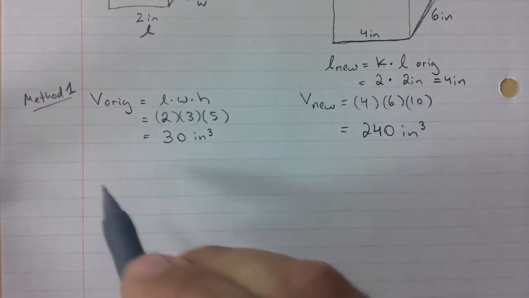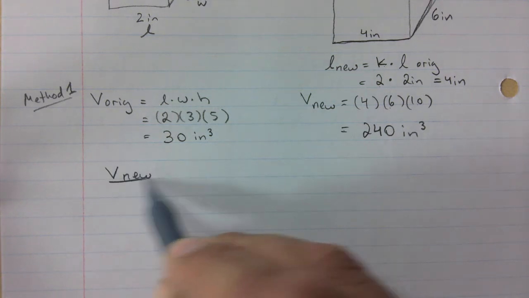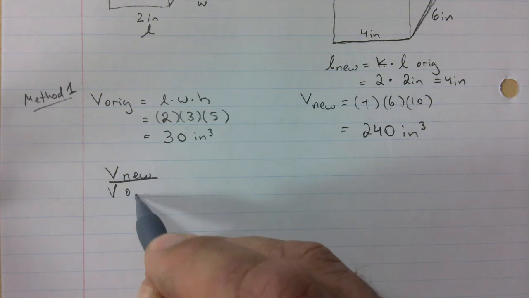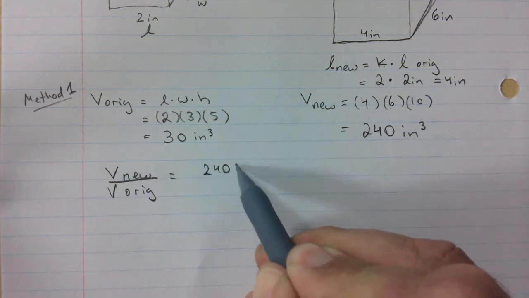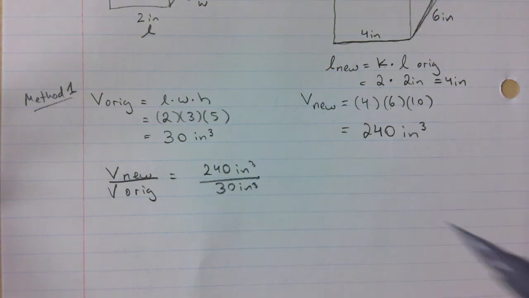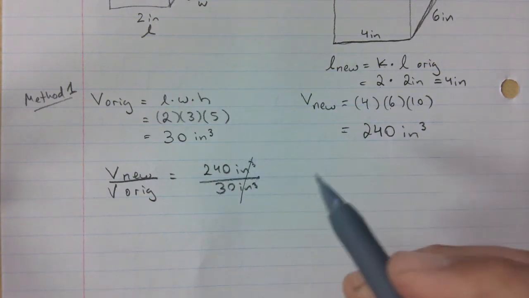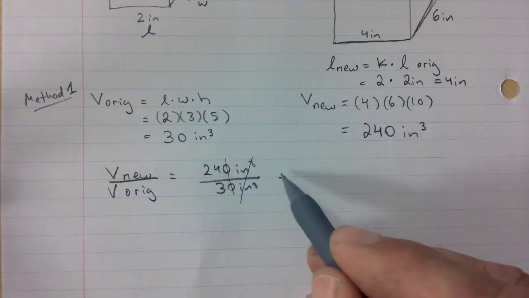Let's just explore this here. If I took the volume of the new shape and divided by the volume of the original, I get 240 cubic inches divided by 30 cubic inches. Cancel out the cubic inches, cancel out the zeros. 24 divided by 3 is 8.